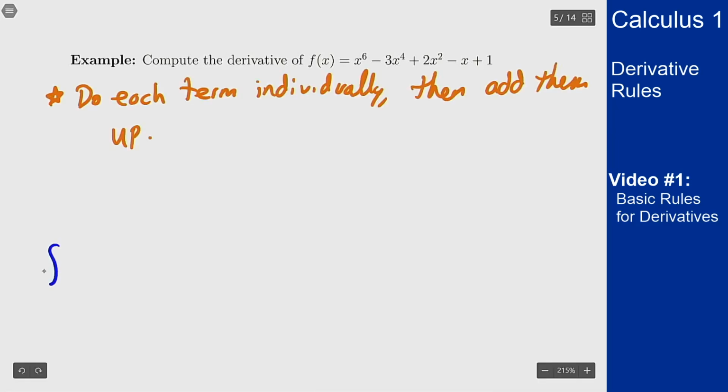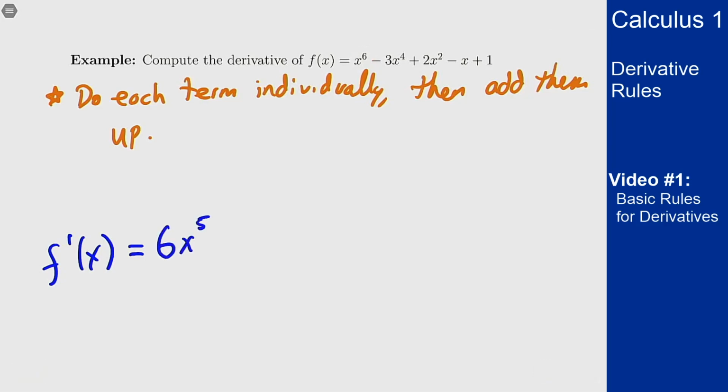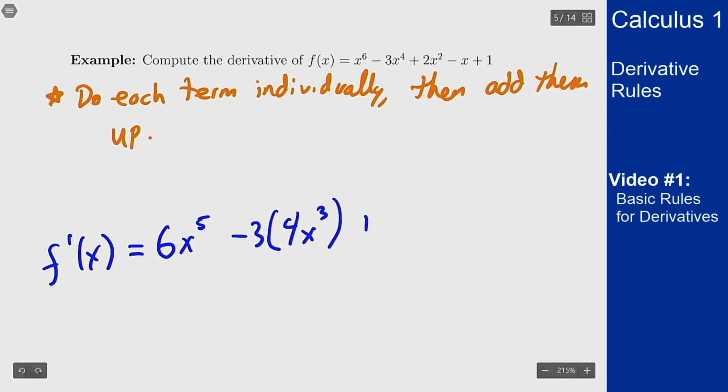So what do I get here? Well, for f prime, my first term here is x to the sixth, so that should become, bring down the power and subtract 1, 6x to the fifth. For the next one, I have this minus 3 out front, so let's just put the minus 3 there first, and then differentiate the x to the fourth, which should become 4x cubed, subtract 1. I will have a plus 2, x squared becomes 2x.